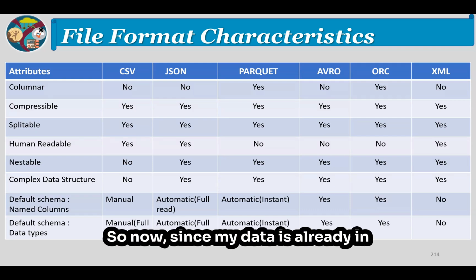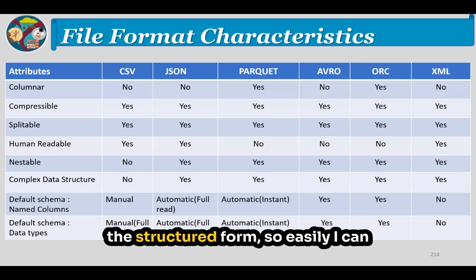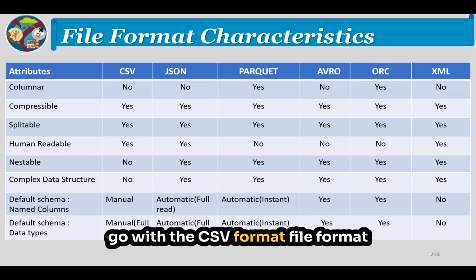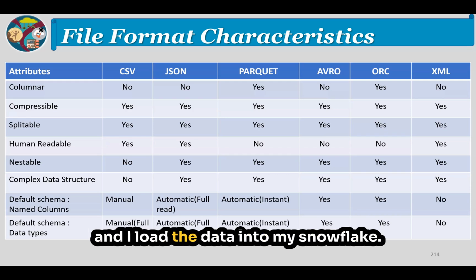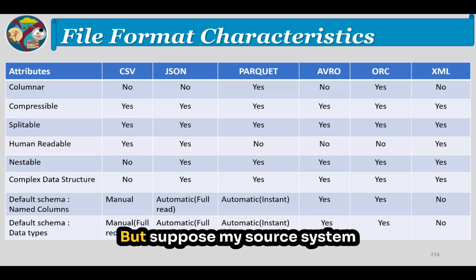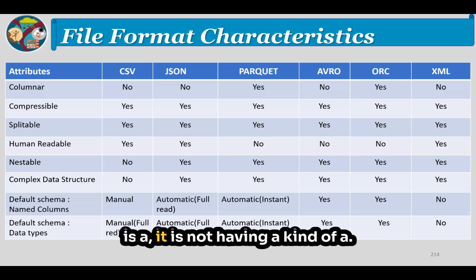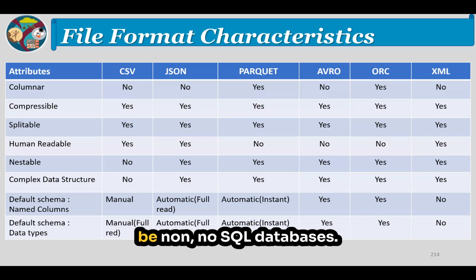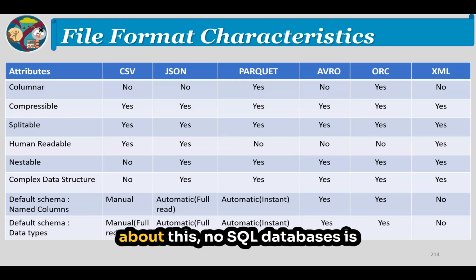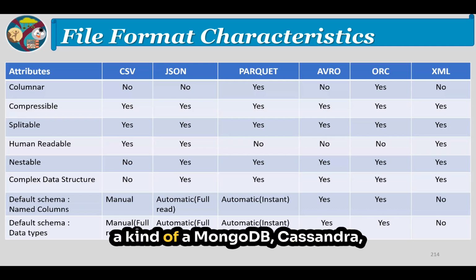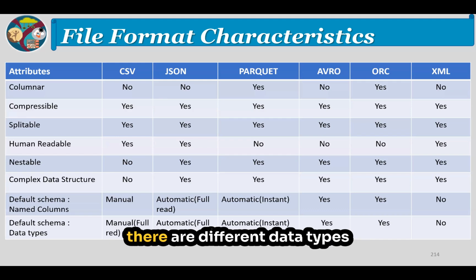So now, since my data is already in the structured form, I can easily go with the CSV file format and load the data into my Snowflake. Suppose my source system does not have SQL databases. It could be NoSQL databases, like MongoDB or Cassandra. There are different data types available in the market.